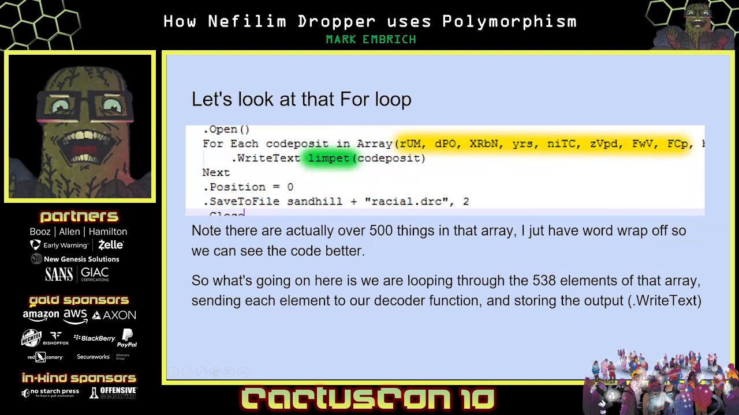I turned off word wrap so we can actually read the code better. And note that the thing highlighted in green is our old friend function limpet. So we know that we're taking this array of 500 elements where each element is an array, and we're sending each one of those arrays to function limpet to decode. Note that the first element is rum, R-U-M. So let's take a look at that.